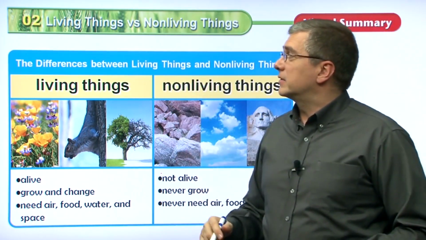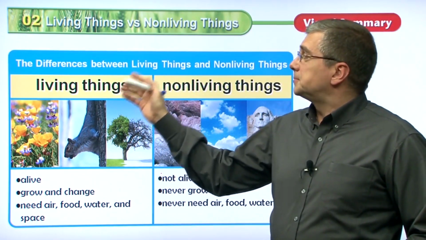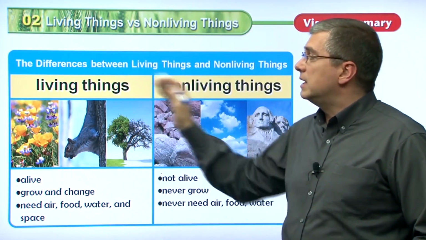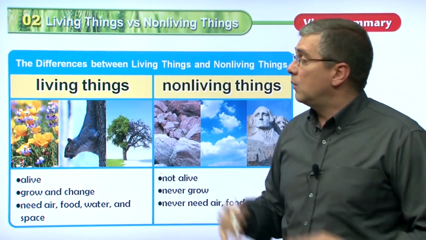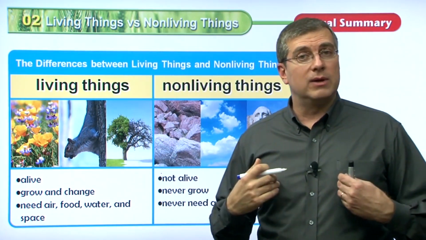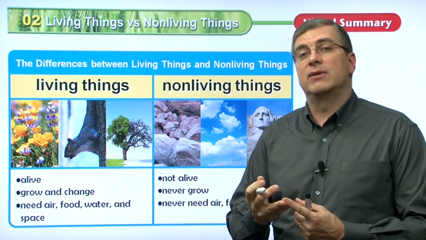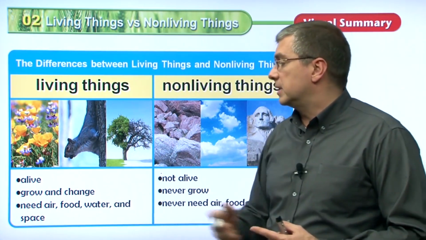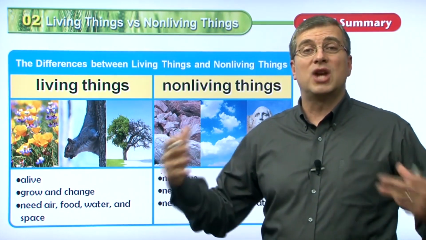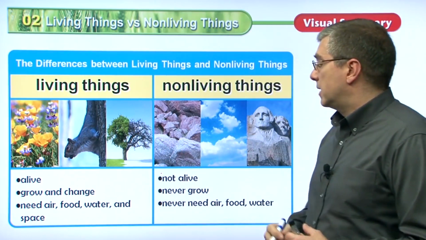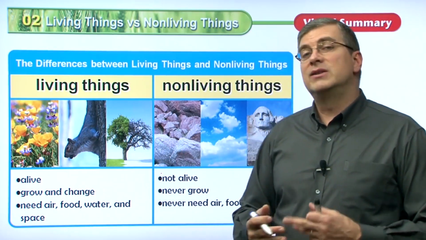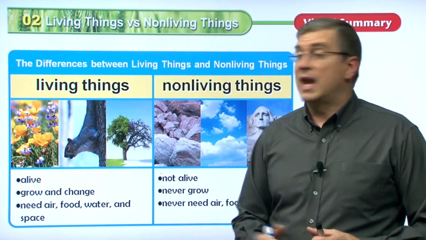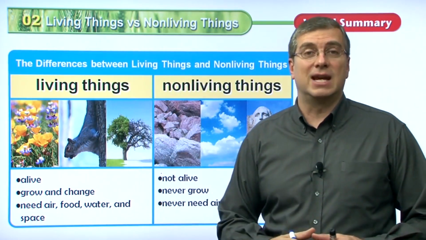Okay, so this unit, lesson 2, was mostly about the differences between living things and non-living things. How are these two groups different? And we've talked about living things. We are living things. Animals and plants are living things. We all need air, food, and water to survive. We also need space, of course. We grow. We change. Non-living things are not alive. They don't grow. They don't need food, air, and water to survive. They just exist. And all things exist in nature.